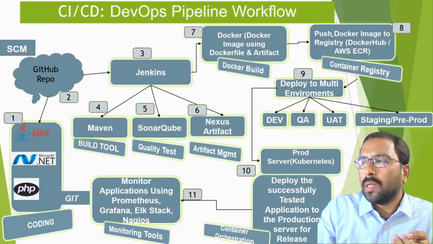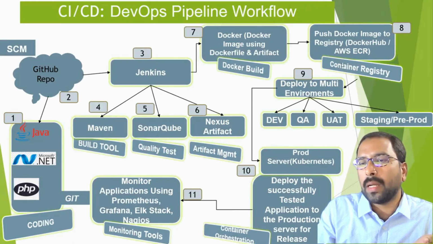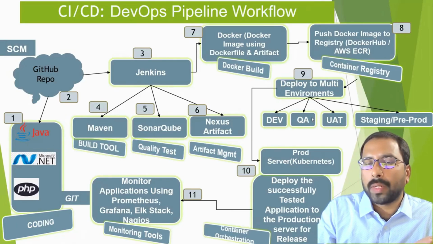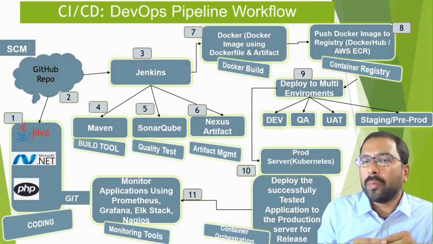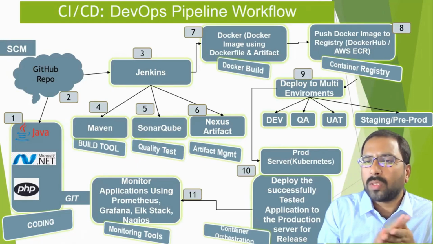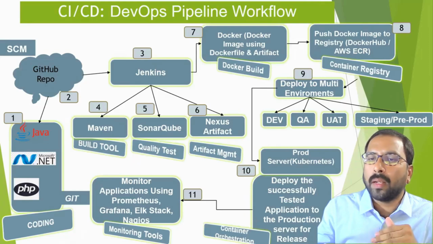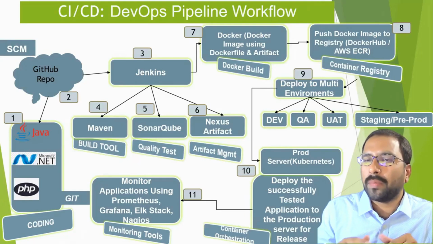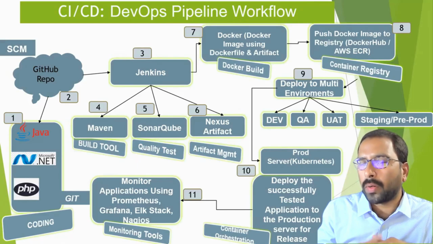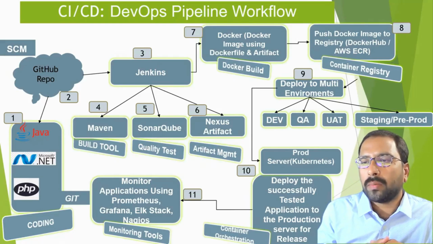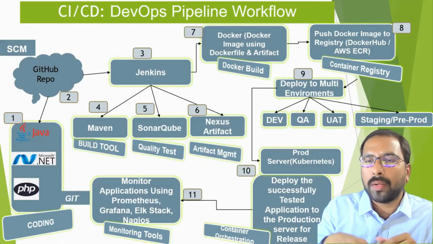Once you have stored it in Docker Hub or AWS ECR, you simply deploy it into different environments like Dev, QA, UAT, and staging or preprod, where they are going to test it. Staging and preprod, as I already told you, are the same. Once everything is good until pre-production, they deploy into the production server. After deploying into production, the last part is monitoring. Monitoring means using Prometheus, Grafana, the ELK stack, and Nagios, different monitoring tools. Using those, we can monitor the entire infrastructure.